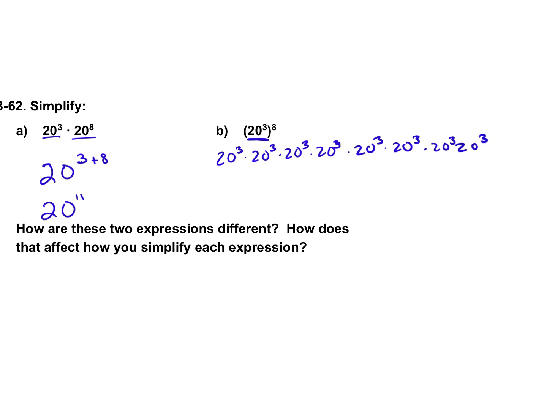Notice this is 8 groups of 3. So this is 20 to the 3 times 8 instead of 3 plus 8, which is 20 raised to the 24th power. When we are raising bases of exponents to new exponents, we multiply. When we multiply exponents together, we add.